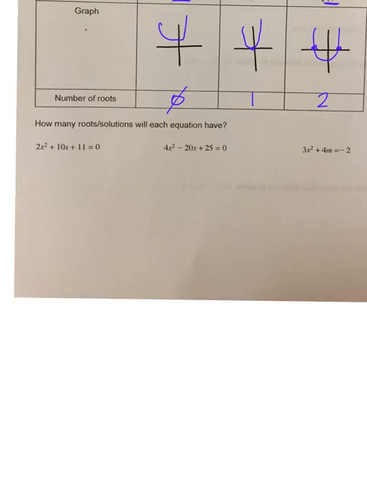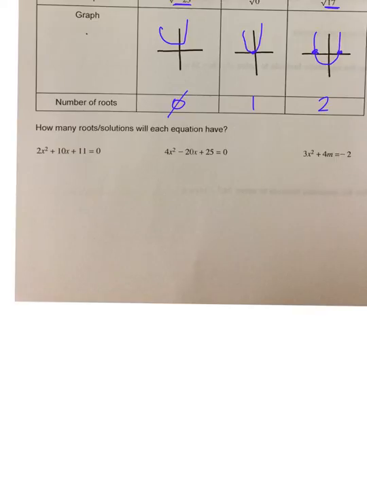So we're going to do some practice ones now. This is the one I just did up top, and we ended up with 10 squared minus 4 times 2 times 11. It's just above those pictures, and that equaled 12. 12 is a positive number, so that tells me that there will be two roots or solutions for this equation.